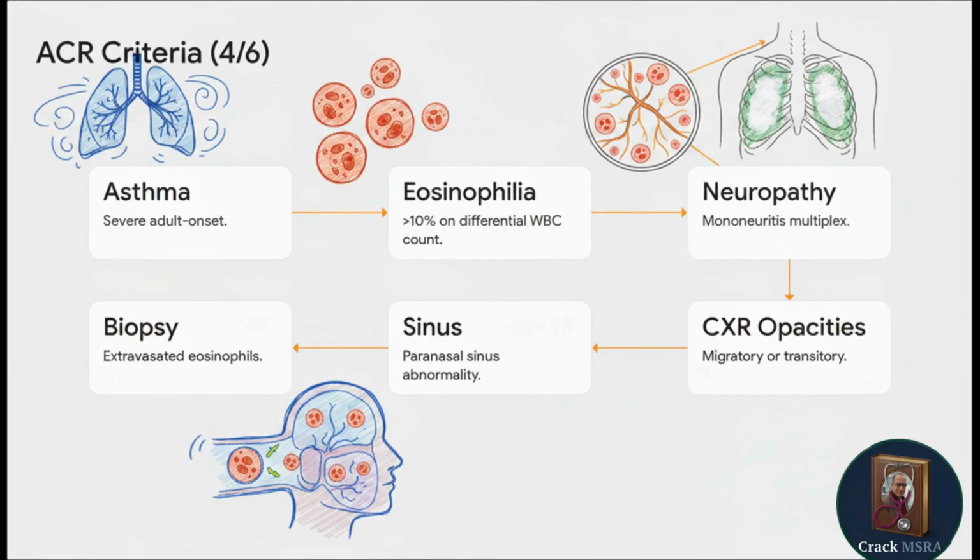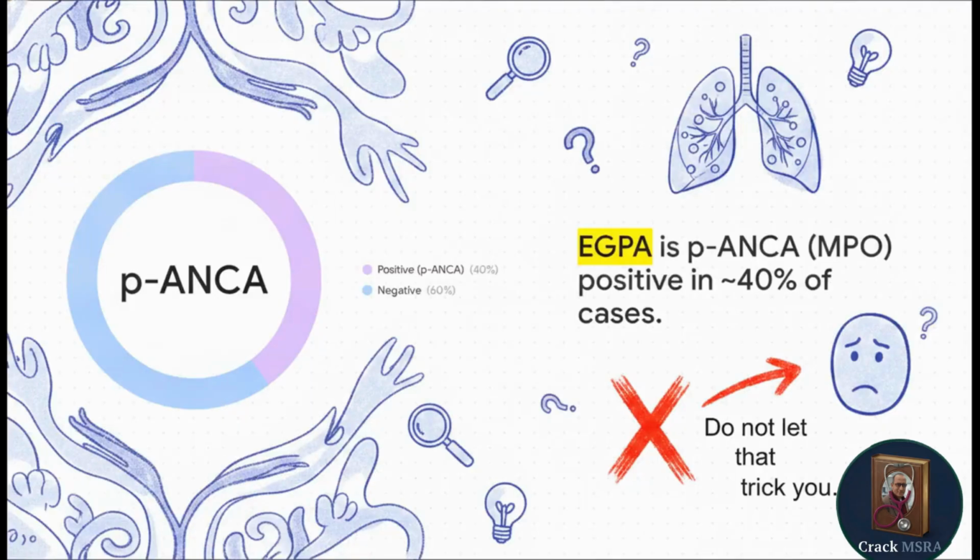Third, mononeuritis multiplex or polyneuropathy. Fourth, migratory or transitory pulmonary opacities on a chest X-ray. Fifth, paranasal sinus abnormalities. And sixth, a biopsy showing extravascular eosinophils in blood vessels. Check off at least 4 of those boxes and you've got your confirmed diagnosis. Now, this right here is a classic trap that trips up so many test takers.